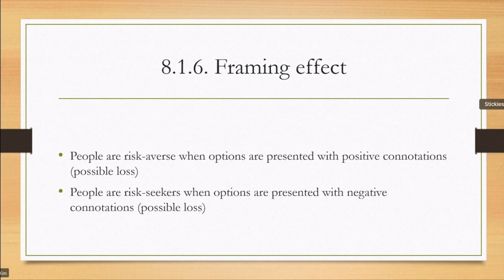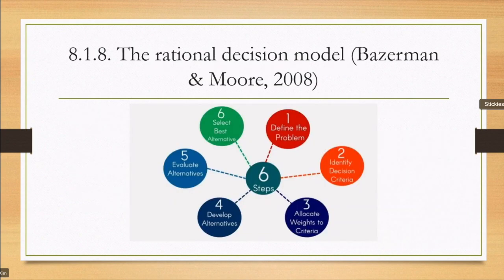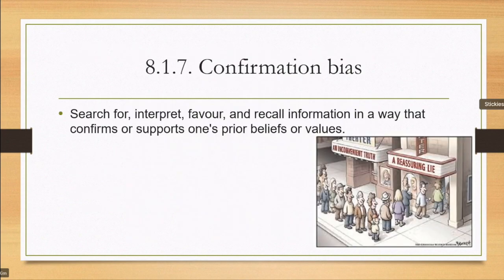That's the framing effect. And confirmation bias is basically when you look specifically for information that will confirm your previous beliefs and values, and this is very dangerous because then you also go to the same sites. A very interesting case is social media. The algorithm basically does that.